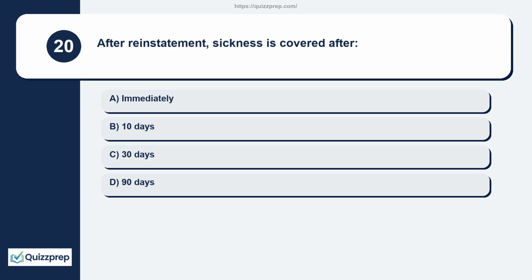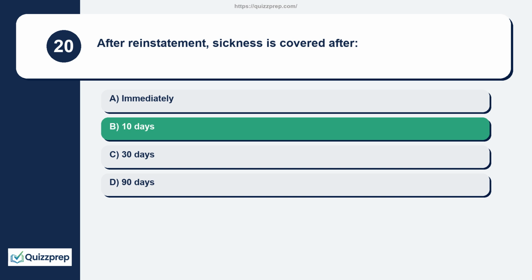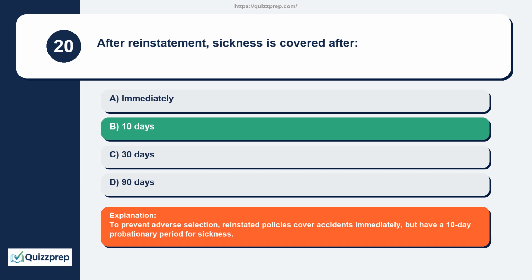Question 20. After reinstatement, sickness is covered after: immediately, 10 days, 30 days, 90 days. To prevent adverse selection, reinstated policies cover accidents immediately, but have a 10-day probationary period for sickness.